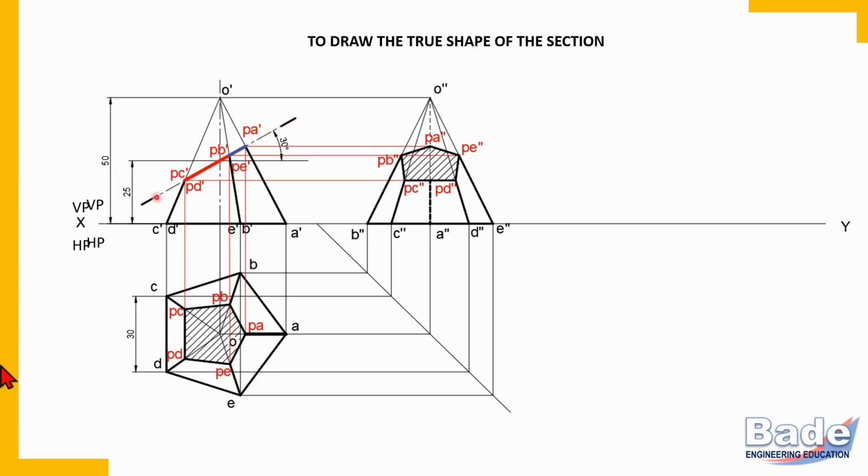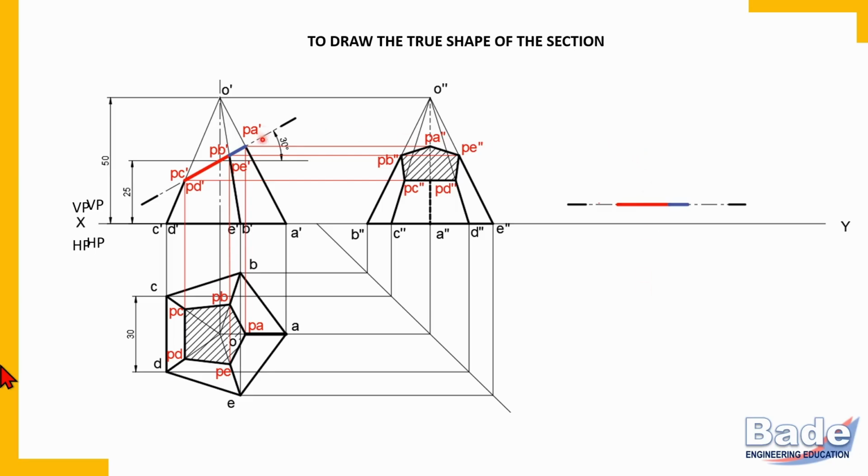Now here is the cutting plane line. The section is on this line, which I have colored here. So make this line, that is the cutting plane line, parallel to the XY line. So the cutting plane line is parallel to the XY line, which means the section is parallel to HP. So in the top view, now you will get the true shape of the section.